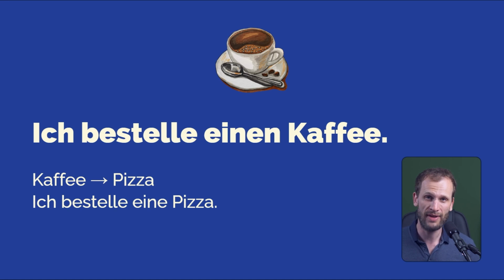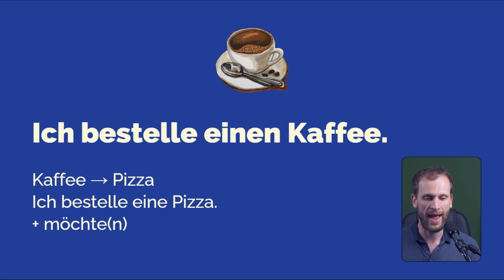Bestellen, like most verbs, takes the accusative case. So we get einen Kaffee, accusative masculine. The only form that changes for the accusative, but ich bestelle eine Pizza is the same for the nominative case and the accusative case. It doesn't change.